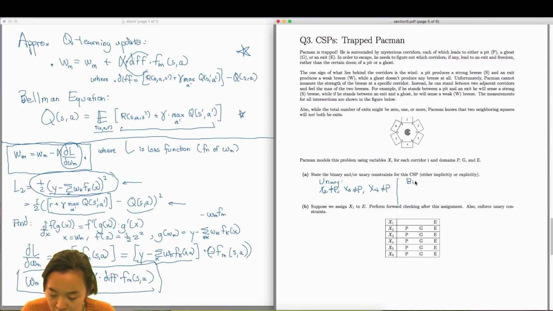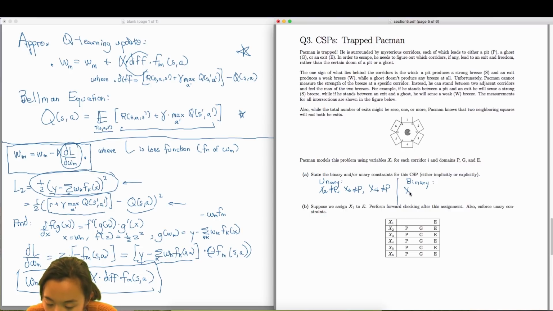So let's talk about the binary constraints involving two variables. So the first set of binary constraints involve the pairs of variables in adjacent boxes. So essentially, either x1 must be a pit or x2 must be a pit. Otherwise, we would not be able to generate a strong wind at the intersection.